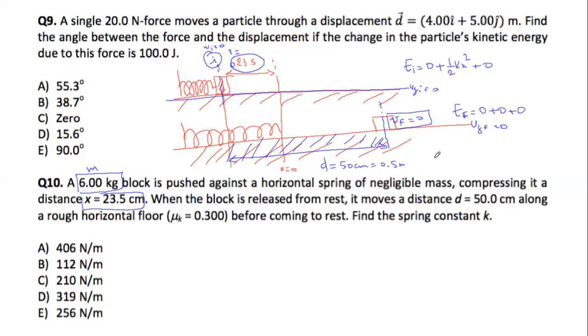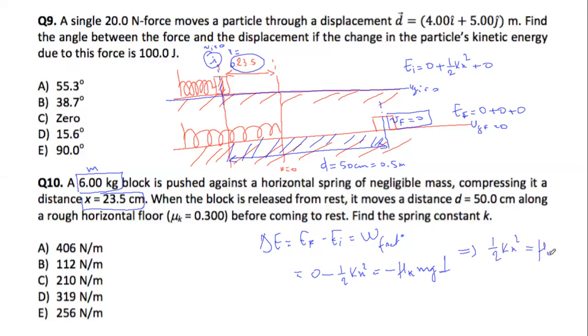So here, if I want to solve my problem, I'll say that delta E, which is E final minus E initial, is equal to work of the friction. E final is 0, E initial is half k x squared, and this has to be equal to the work of the friction, which is minus Fk, which is minus mu k Fn, which is mg, because it's flat here, times d. So in other words, half k x squared is mu k mgd. I know everything here. My only unknown is k.